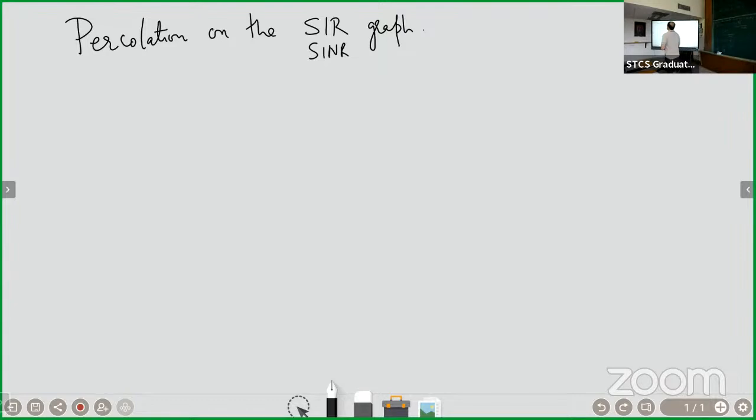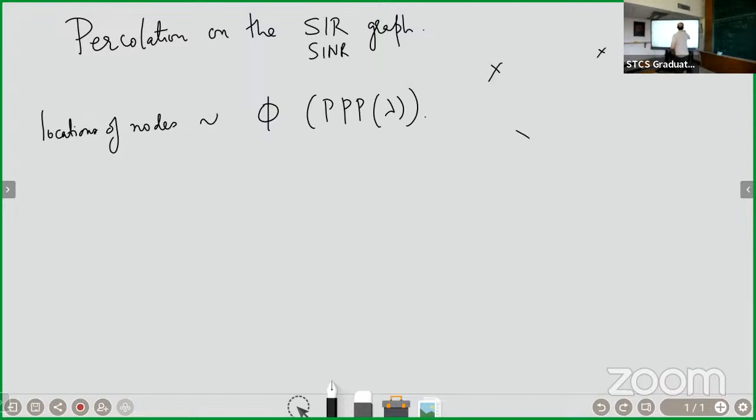Okay, so just to remember, the locations of nodes is going to be a Poisson point process with density lambda. That is called node locations. And let's look at two special nodes, X and Y. So the distance between them is d of xy.